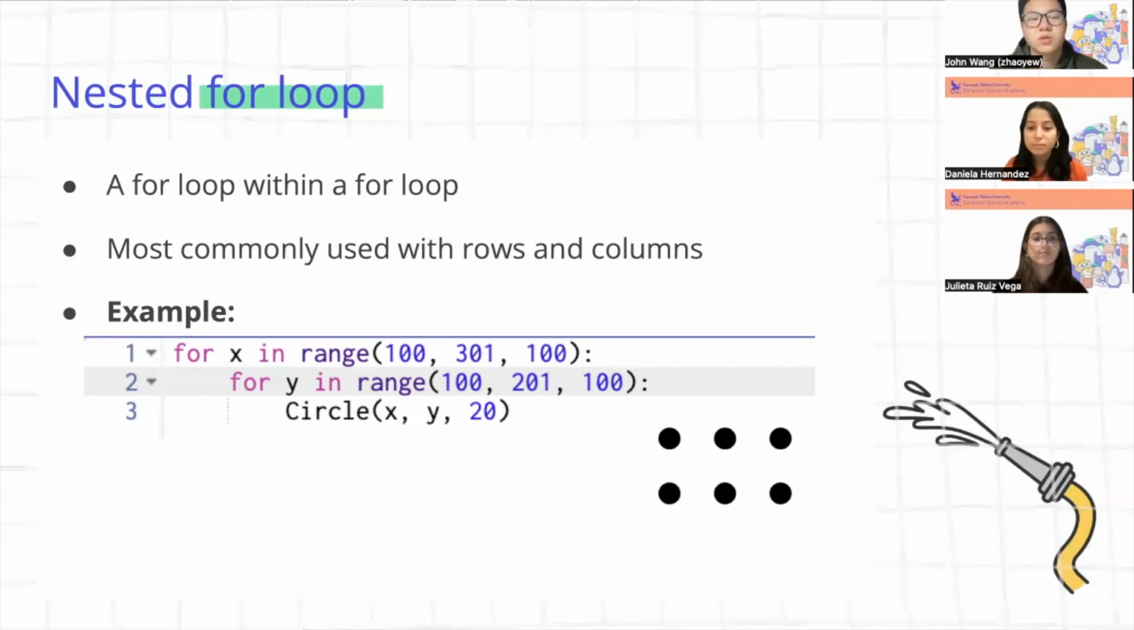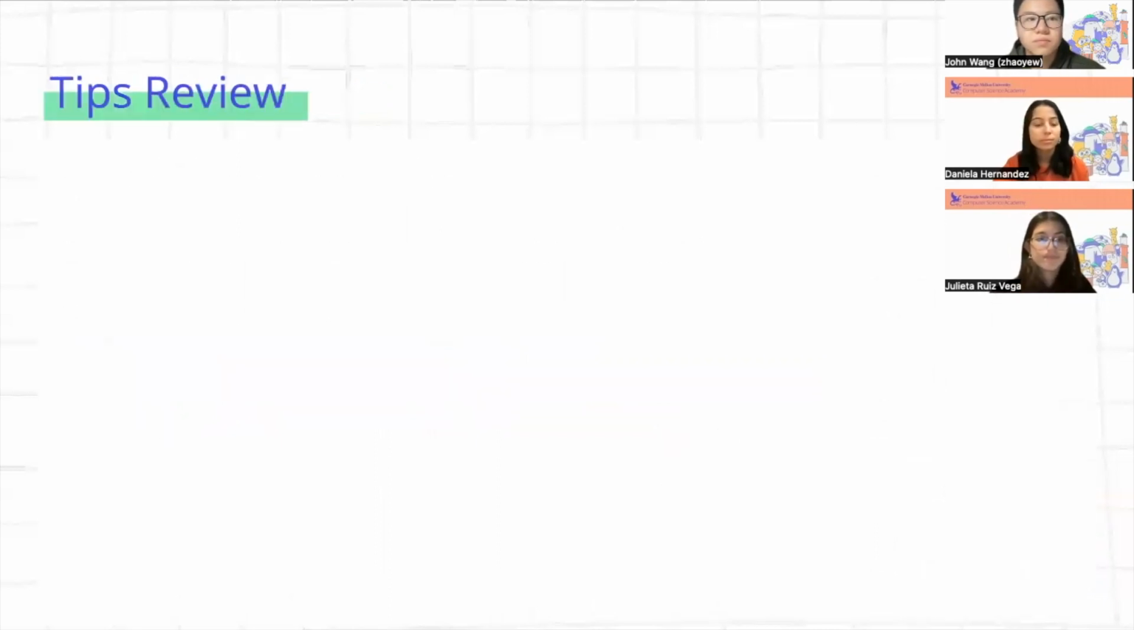In this case, we want to draw 3 columns because there are 3 numbers between 100 and 301. Notice that 301 is exclusive. And then for the number of rows we want to draw, there are 2 rows because there are 2 numbers between 100 and 201 with increments of 100.